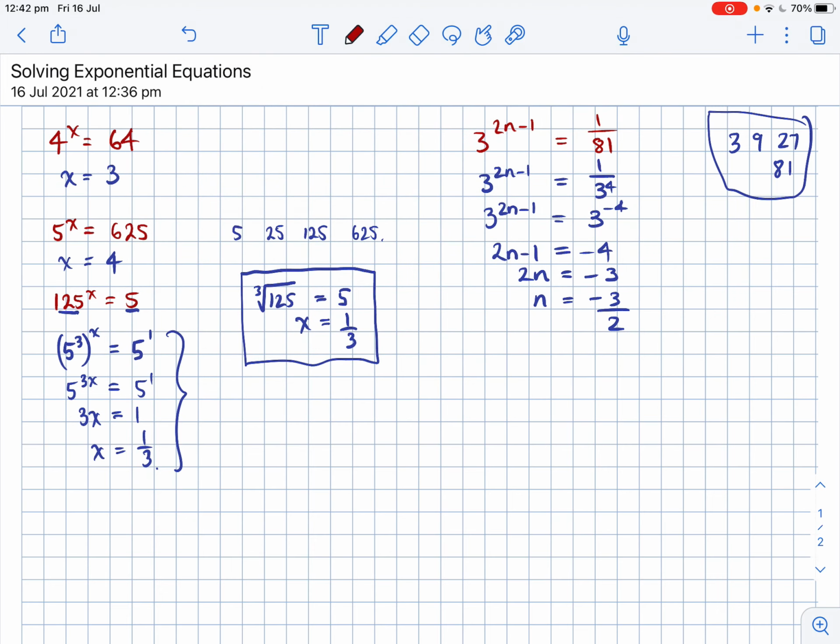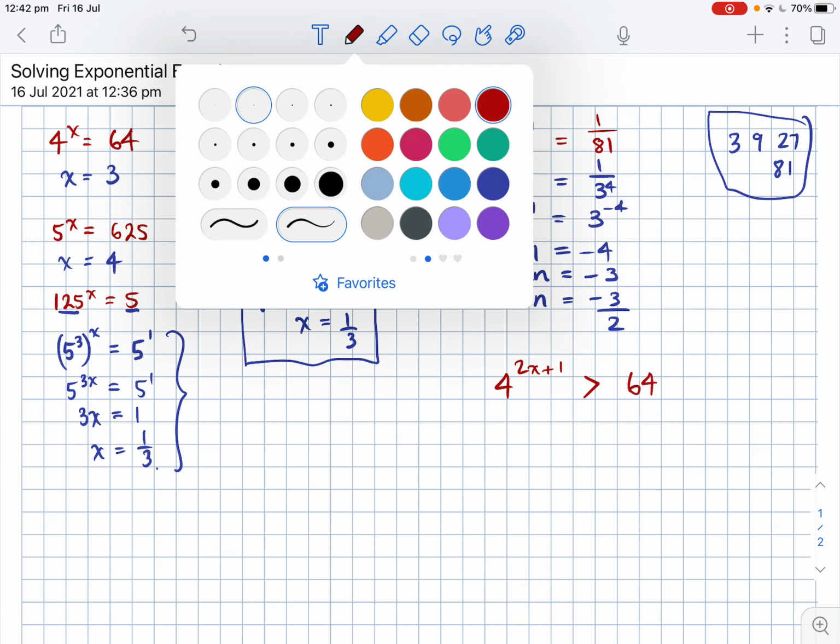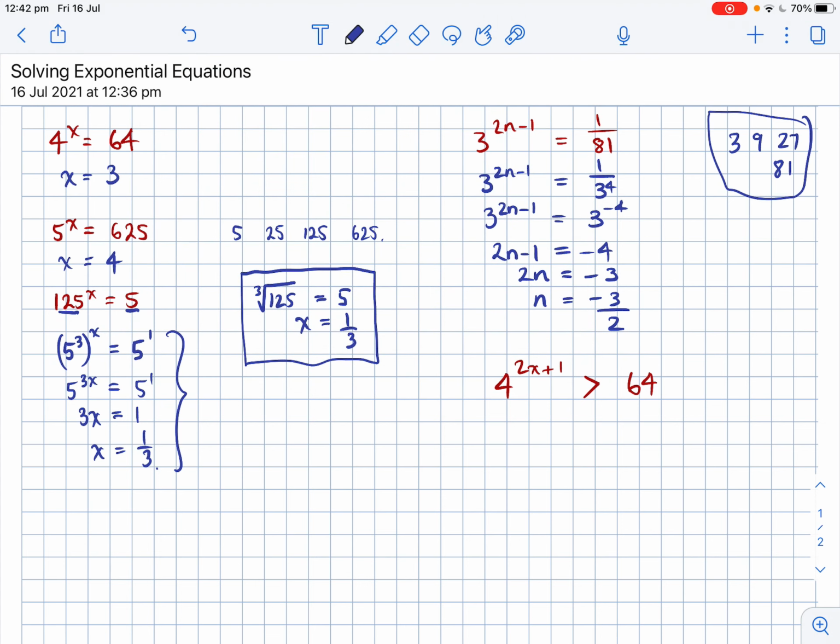Alright, the next question I wanted to choose to do is very similar to the one we've just done, except we have an inequality now. The process is exactly the same, except instead of having an equal sign, we have the inequality. So get the same base. And then the only way this will work is if I have 2x plus 1 must be greater than 3. And then I can solve from there.